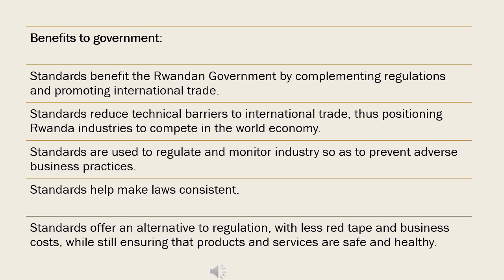So we have also that standards are used to regulate and monitor industry so as to prevent adverse business practices. Adverse business practices are situations which may result from business operation but which are not good. For example, environmental destruction. Some businesses may operate while destroying the environment. However, standards are there to make sure that businesses do not pollute or harm the environment in any way.